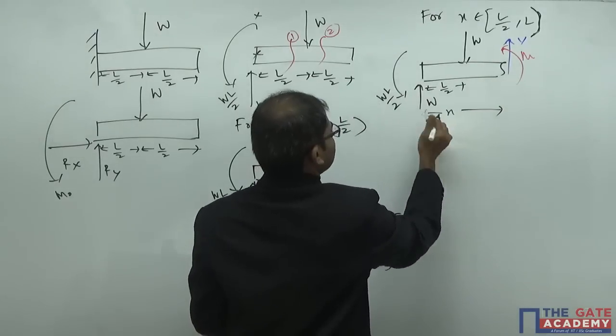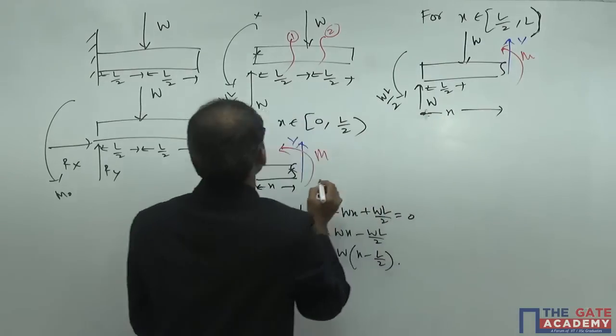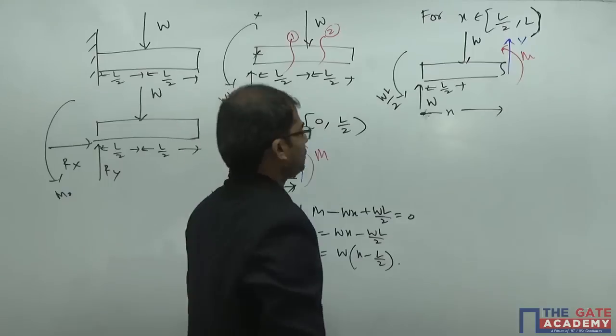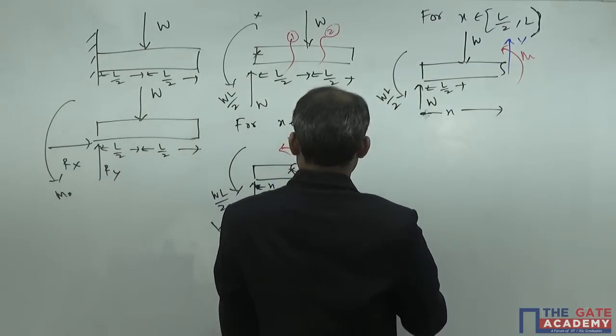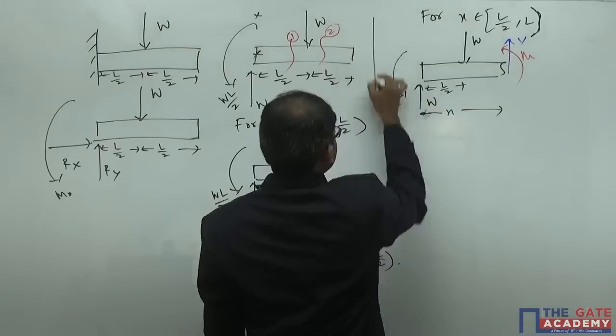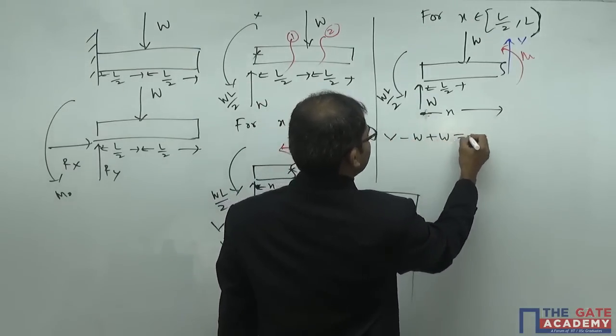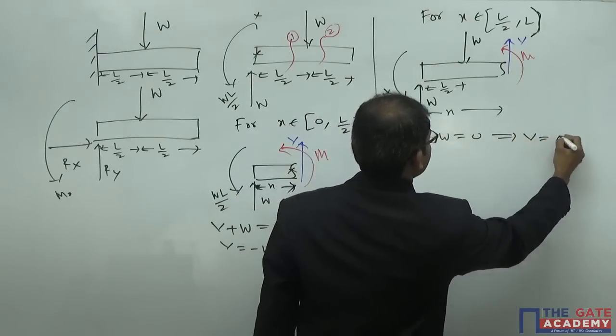So X is starting from here. What's the meaning of this one here? So X is also starting from here. It's going towards this end. So if you write down the equations here, you'll get like this. Shear force equation. V minus W plus W is equal to 0. So this implies shear force is equal to 0.